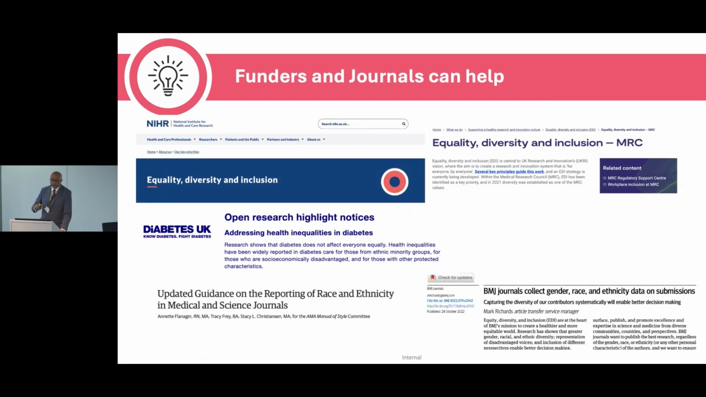And I think funders and journals are playing a big role as well. And they have to. Researchers want to get them published in the biggest journals. They want their papers published by guideline developers as well. So now there are funders such as Diabetes UK and NIHR that are making it mandatory that we do need to have EDI in all the studies. Journals are now saying that we do need diversity data collection, not just for the participants, but even for the authors as well, which is great news.